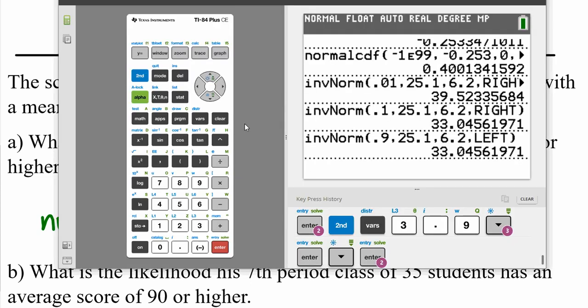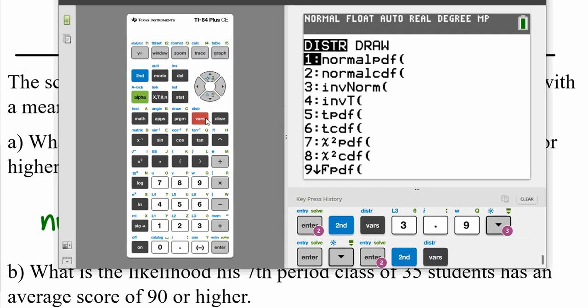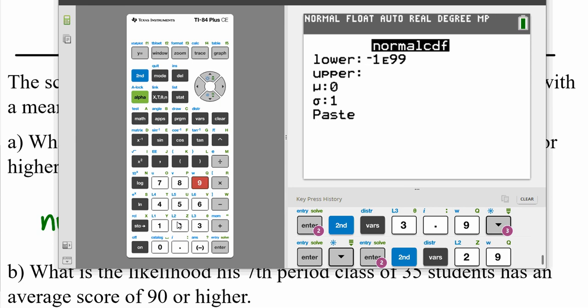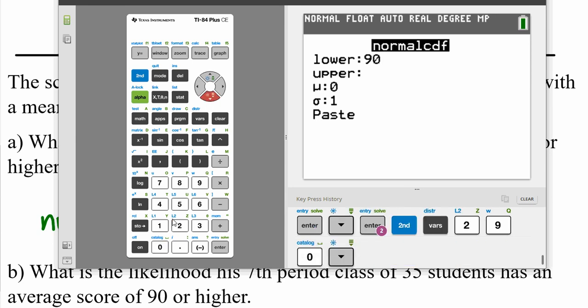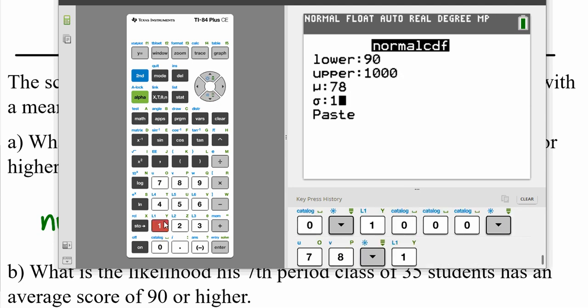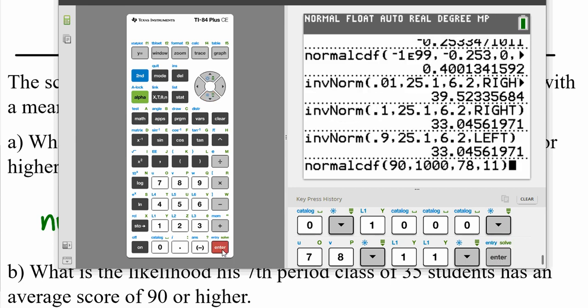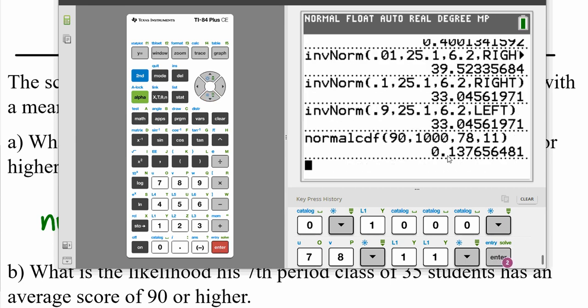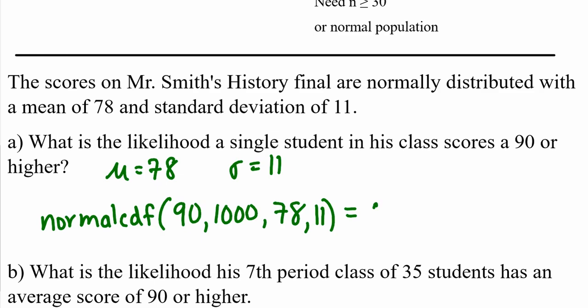So normal CDF, I want 90 or higher, big number. Average score is 78, standard deviation 11, and the likelihood that an individual student scores a 90 or higher is like 13.7%, 13.8. Okay, so it can happen.